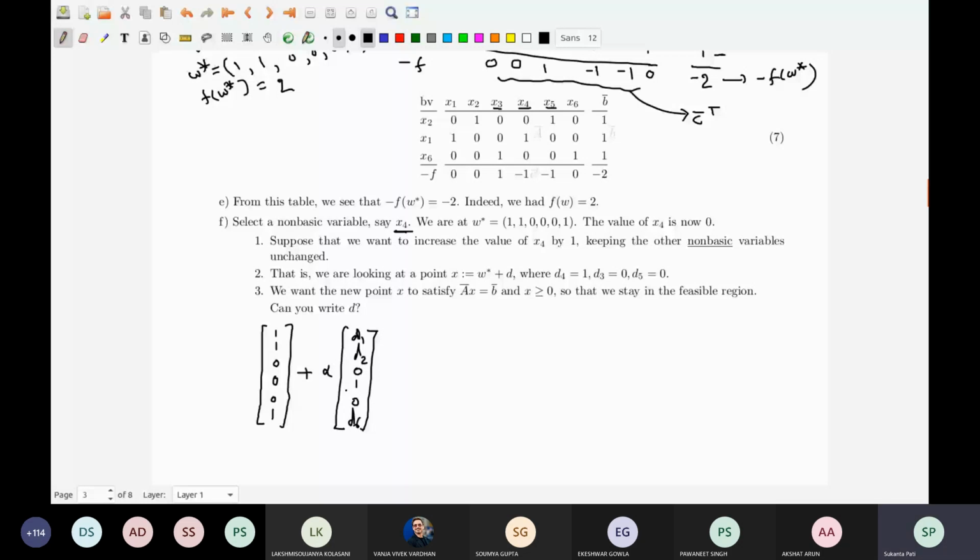Suppose I am willing to travel in a direction where d4 is 1, the entries corresponding to the other non-basic variables, that is d3 and d5, are 0, and d1, d2, d6 I have kept as such. I want to travel in such a direction. Now, you want to travel inside the feasible set. Yes, I want to travel inside the feasible set.